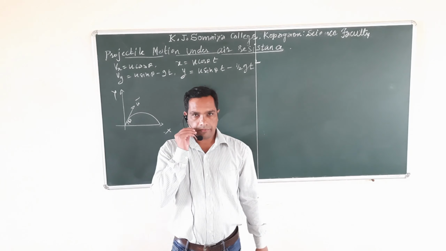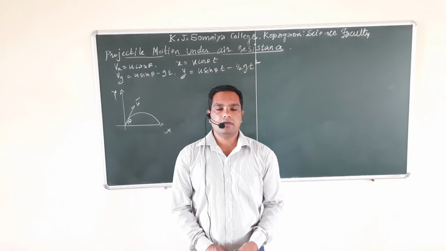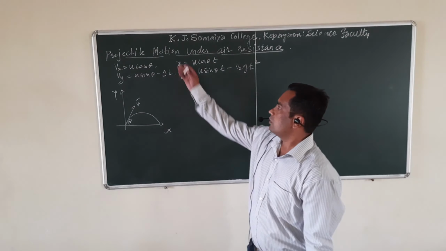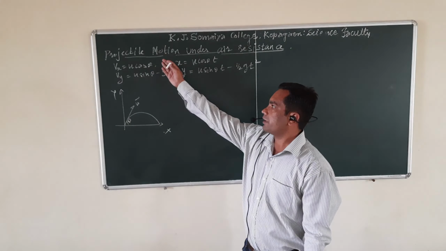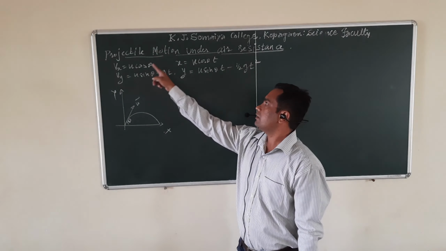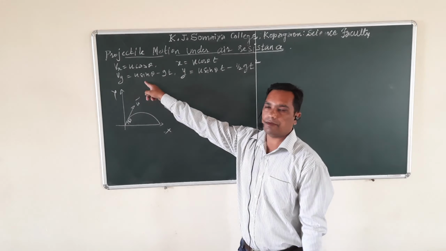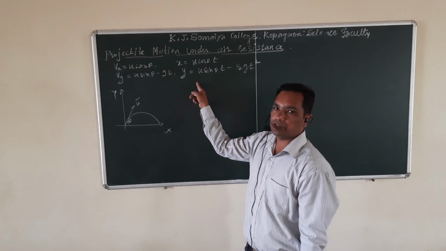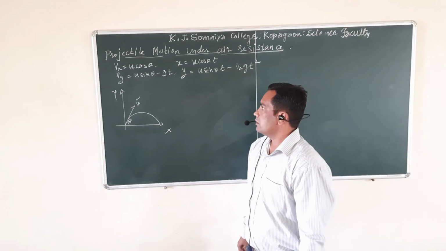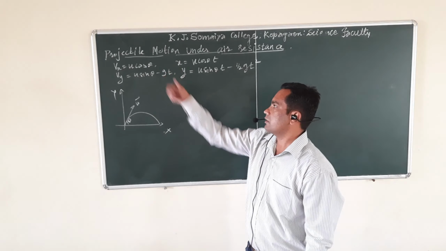In this lecture, we are going to study projectile motion under air resistance. Before that, we must know the equations for instantaneous velocity, its x component, instantaneous x position, instantaneous velocity y component, and instantaneous y position without air resistance. So these are the equations. I have written already those equations down on this board.